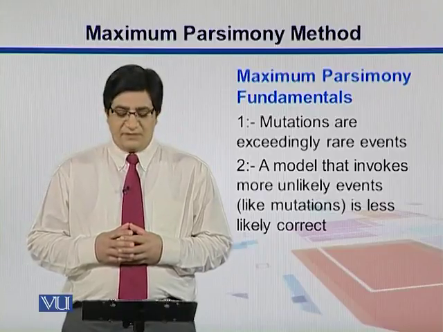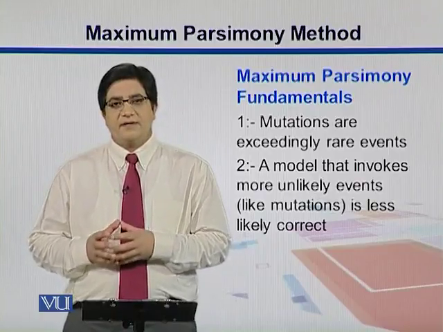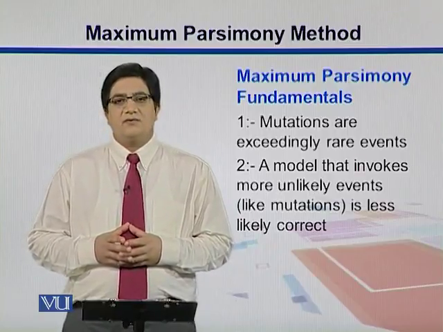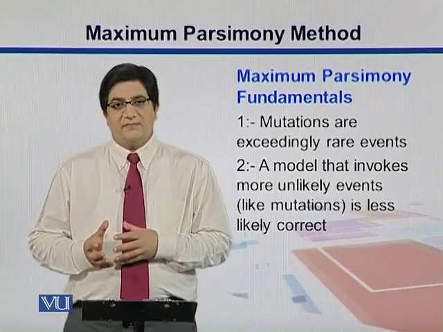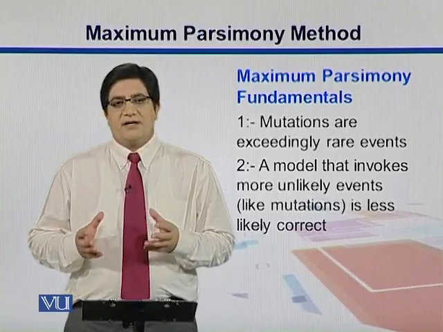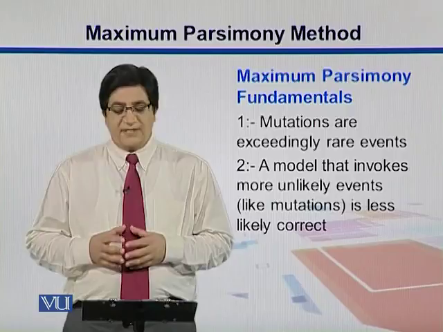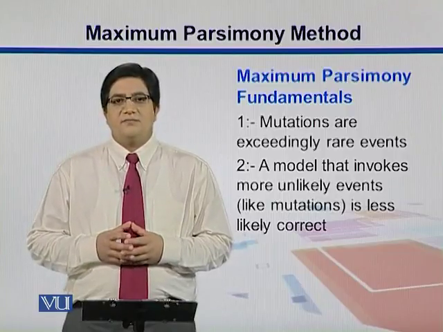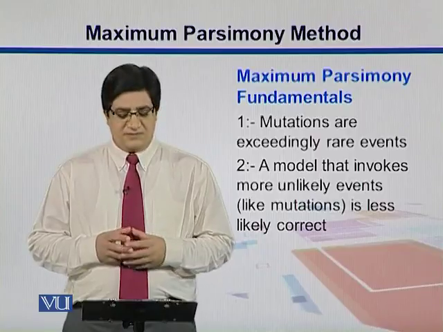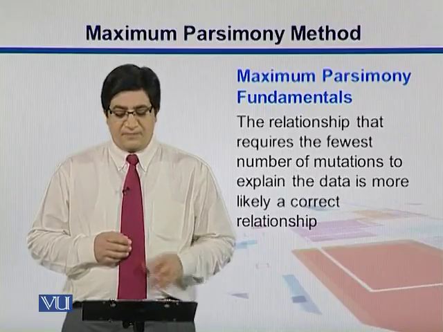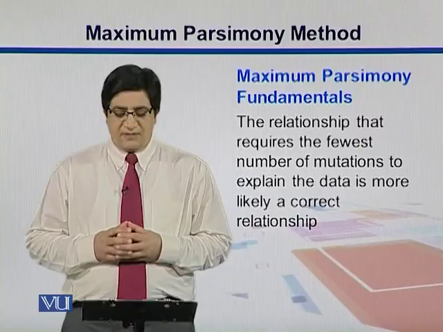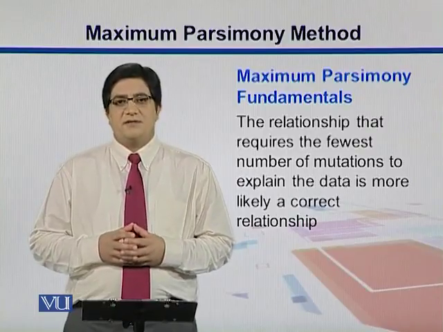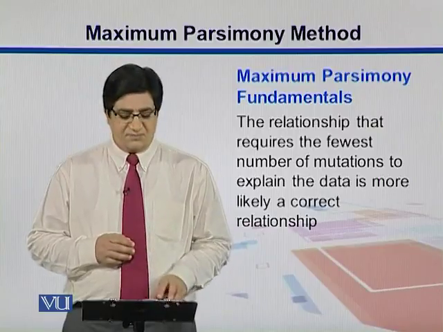Number one is that mutations are exceedingly rare events in nature, and number two is that a model that invokes more unlikely events, for example one that shows more mutations, is less likely to be correct. So a correct model should have minimum mutations or minimum changes in it. So the relationship that requires the fewest number of mutations to explain the data is more likely the correct relationship.